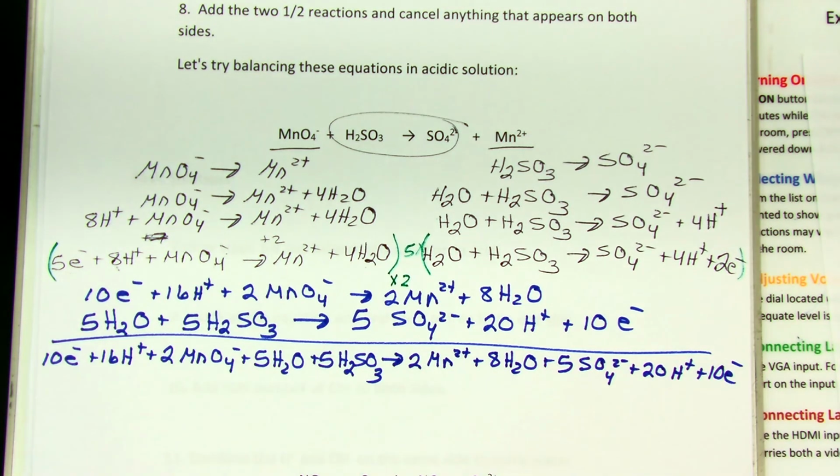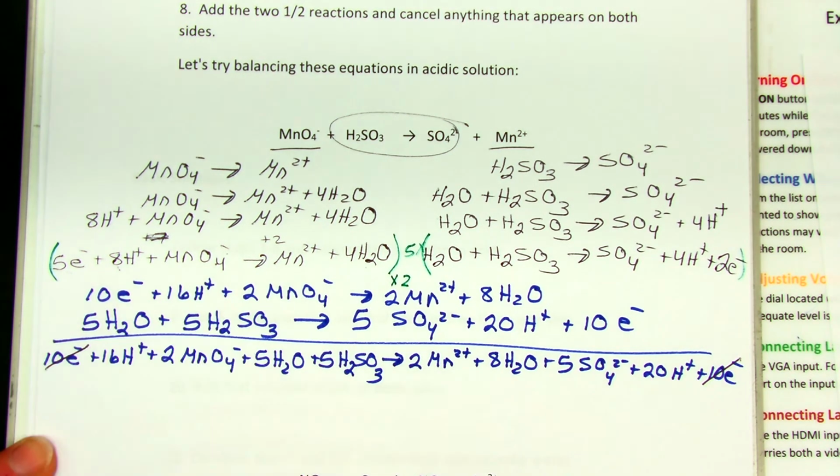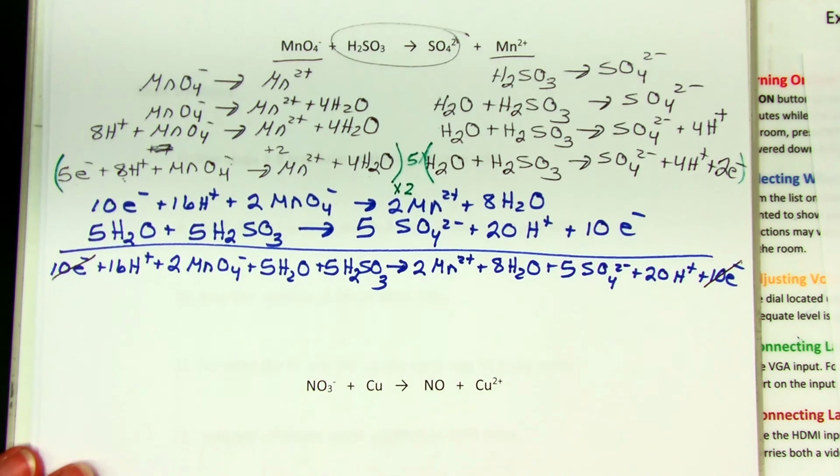So you can see that as you're writing and rewriting, there's a lot of places to mess this up, right? You can really screw things up if you're not paying attention as you're transposing and bringing things down. Many places to run amok. Now we'll look at this and cancel out what appears on both sides. I have 10 electrons on each side, so I can cancel 10 electrons.